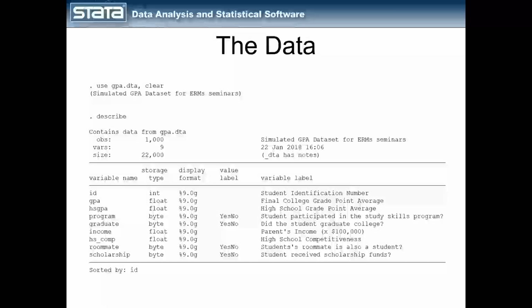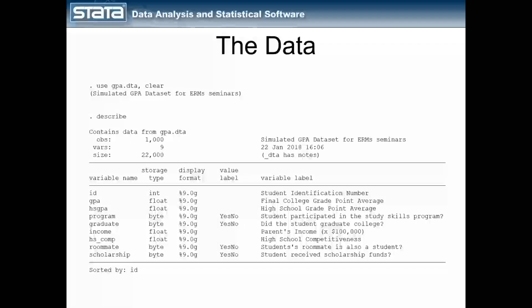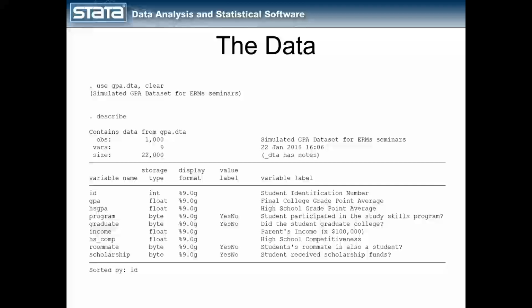And so these are the variables in this data set, and you can download all of this stuff. It's in that download, the data set's in there. So the first variable is ID, and as you might expect, it's just an identification number for the students. GPA is the student's final college GPA that we collect when they graduate. HSGPA is high school grade point average that we collected when they applied to school. Program is an indicator for program participation, so whether or not they participated in our study skills program.